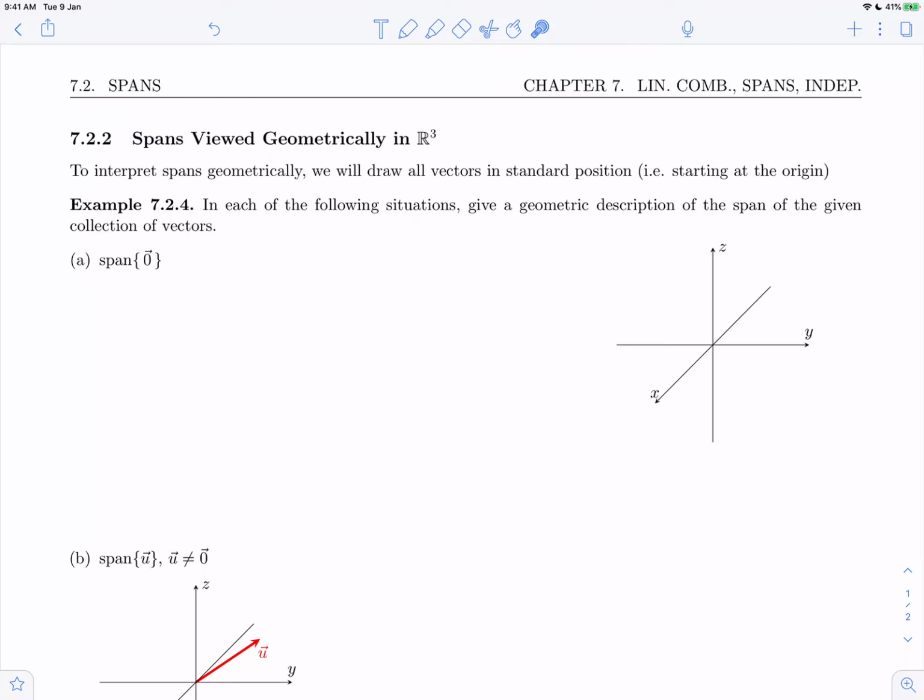In this video, we're going to begin subsection 7.2.2, spans viewed geometrically in R3, and in particular, we're going to do example 7.2.4. So before we begin, we should just take stock of what this sentence says here, and that is, in order to interpret spans geometrically, we're going to draw all vectors in standard position, which means, as you remember from your unit on vectors, we're going to draw them starting at the origin.